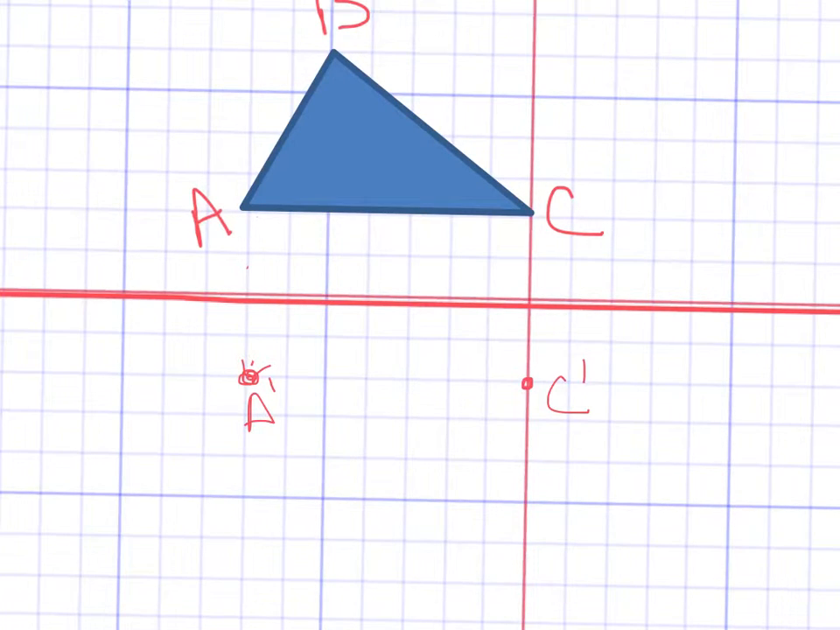As you can see, B is 1, 2, 3, 4, 5, 6 away. So we're going to go 6 away the other direction. 1, 2, 3, 4, 5, 6 away. And that becomes B prime.